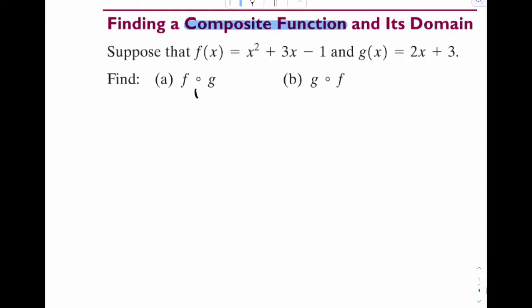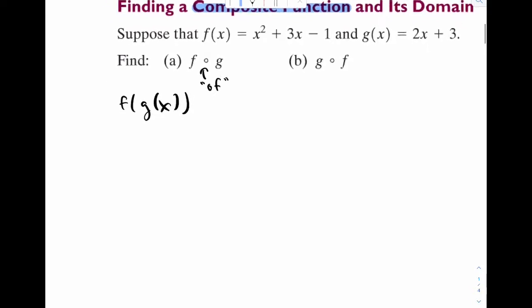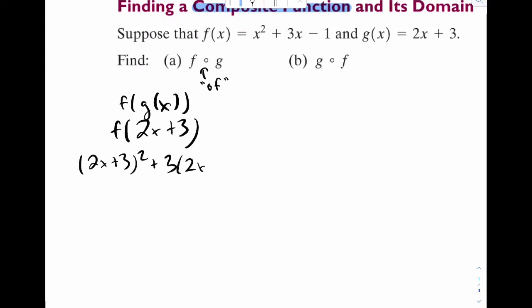So recall that this open circle is going to mean "of." What I do is I always just rewrite it because I like this notation better. It's more comfortable. We're going to replace g with 2x plus 3. And now what we're going to do is plug this thing in for every x in f. So it's going to be 2x plus 3 squared plus 3 times 2x plus 3 minus 1.